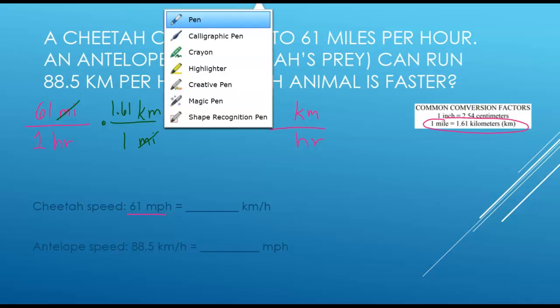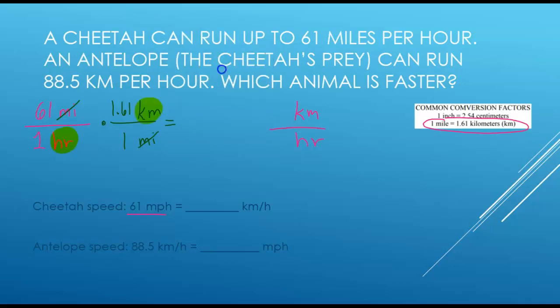Now my answer is in kilometers on top and hours on the bottom. That is kilometers per hour. I'm ready to multiply and then divide. So 61 times 1.61 is 98.21. And then if we divide by 1 times 1 here, still just 98.21. So there's our answer, 98.21 kilometers per hour. Now let's check the antelope speed in miles per hour. But right now we can already see the cheetah is going to outrun the antelope. So lucky cheetah. That antelope might be hungry. It's going to have to be sneaky.